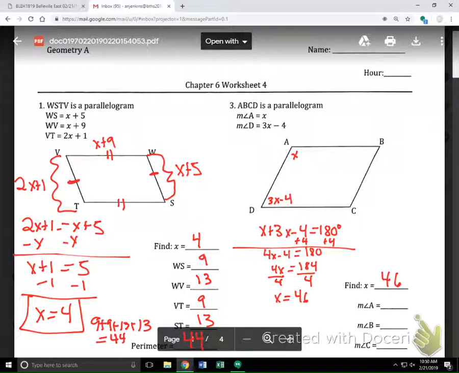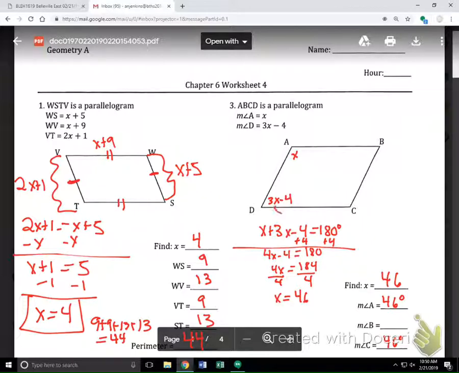So we see that A has a value of x. So that means that A is 46 degrees. Which angle is opposite of A? C. Opposite angles are congruent, so that means that this has to be 46 degrees. We also know that consecutive angles are supplementary, so you have 2 ways of finding it. But let's go with direct substitution. Did you mean to write that 46 right there on C? I did, because opposite angles are congruent. Because I'm going to do B right now.